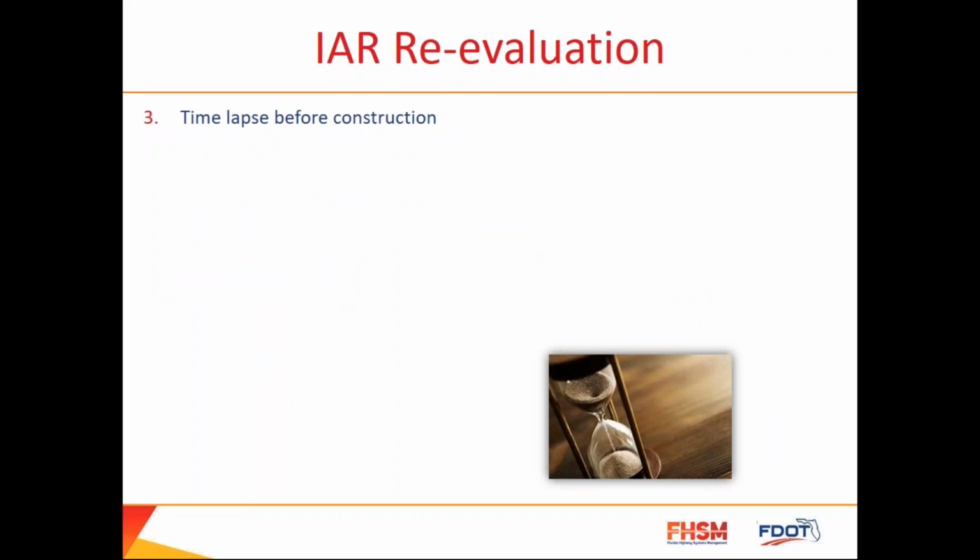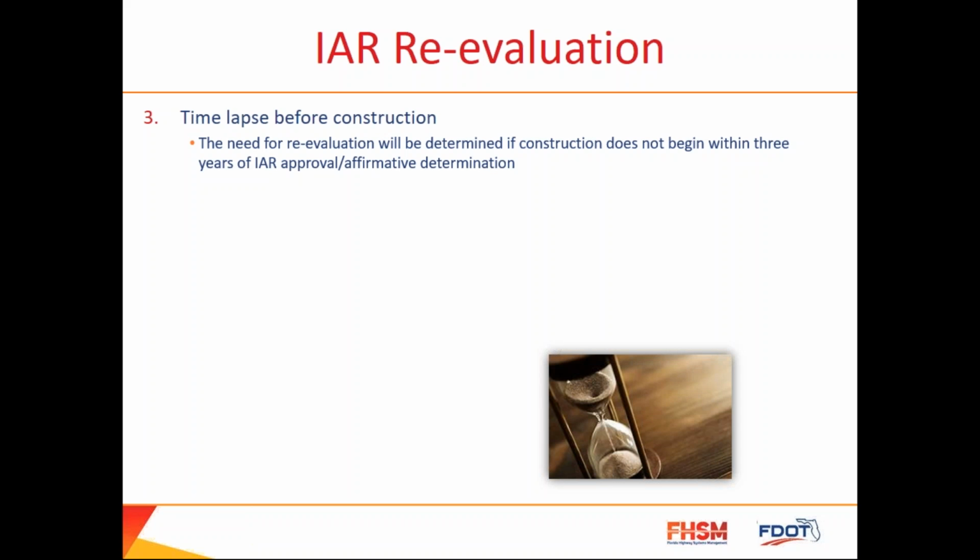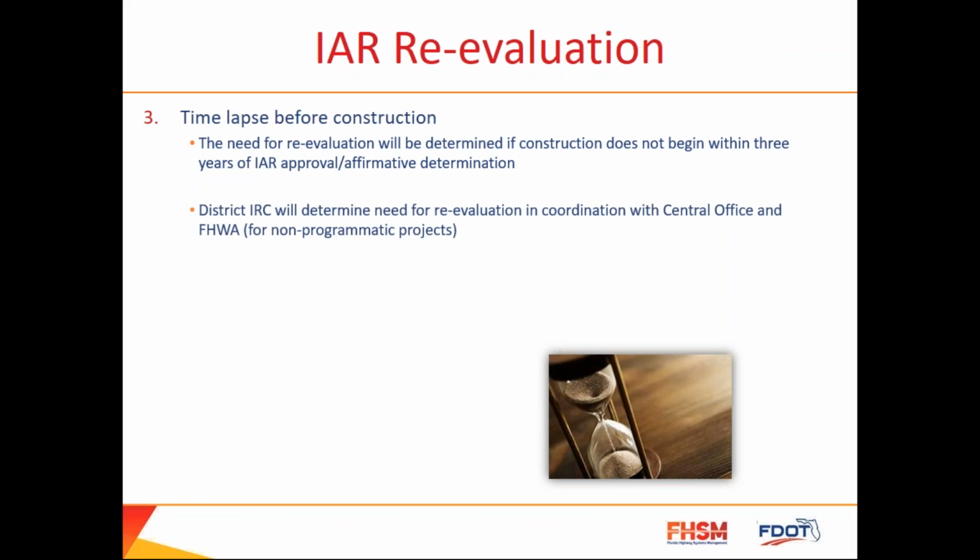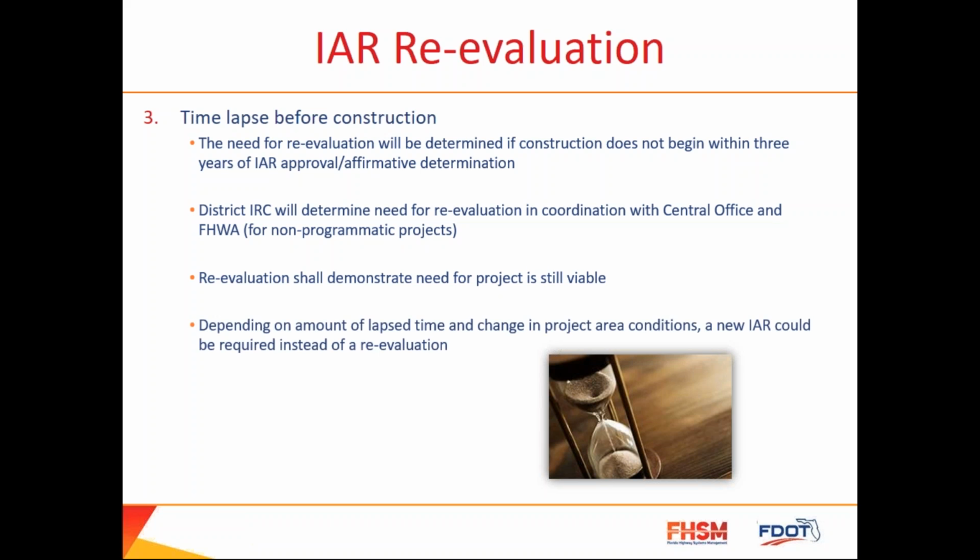Finally, for the time lapse before construction, the need for a reevaluation will be determined if construction does not begin within 3 years of IAR approval or affirmative determination. The district IRC will determine need for reevaluation in coordination with central office and FHWA. FHWA only gets involved in that step when it's a non-programmatic project. Reevaluation shall demonstrate the need for the project is still viable. Depending on the amount of lapsed time and change in project area conditions, a new IAR could be required instead of a reevaluation.